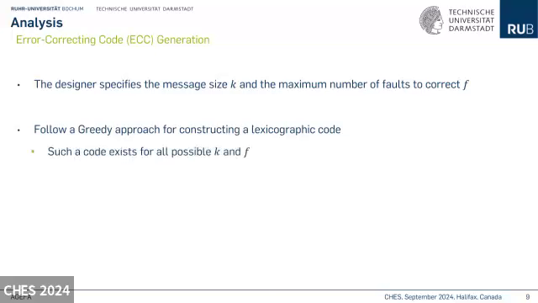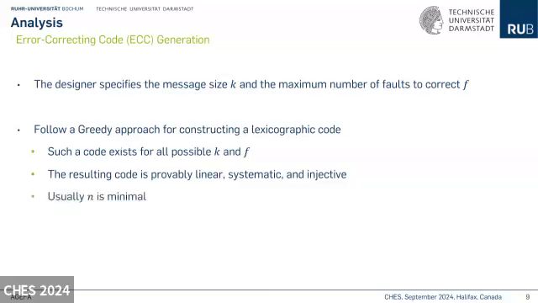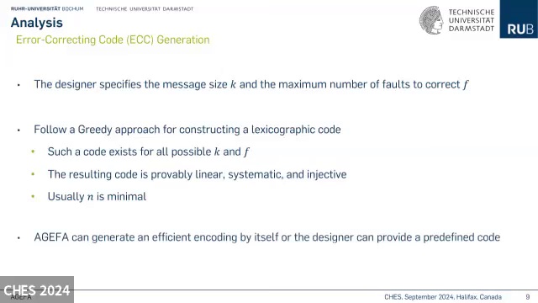First of all, such a code exists for all possible K and F. This is proven. This code is provably linear, systematic, and injective, which is important here so that it works. And usually N, so the code word size, is minimal. Not always, but close to minimal, which is important here to get an efficient output result, so an efficient circuit which is protected. This can be done by AGEFA. However, if you have your own code which you want to use, you can also provide it, so we don't have to get this code automatically.